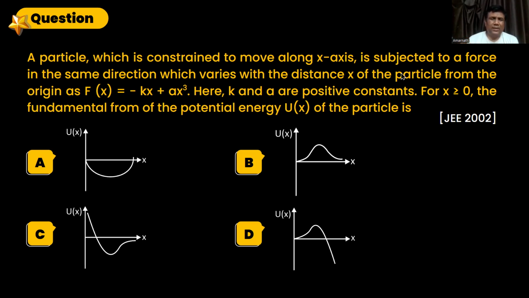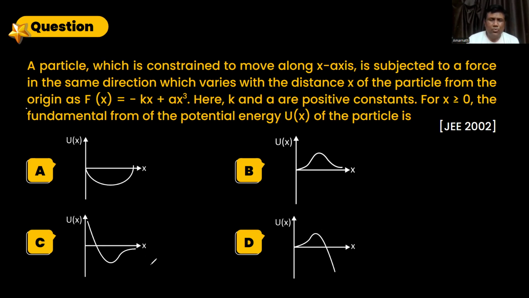Actually, in normal cases, the potential energy function between two particles, subatomic particles on a lattice, is given by this graph only. But here they are giving some special case. The force is this: minus kx plus ax cube. That is special. So from that we have to calculate that one also.